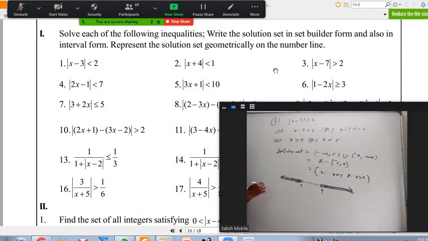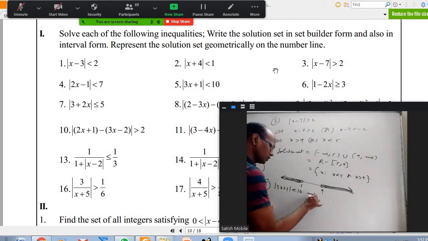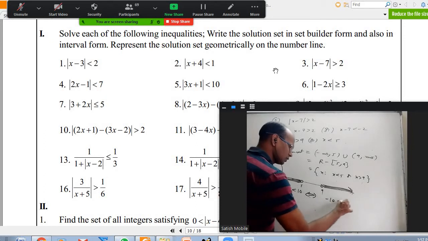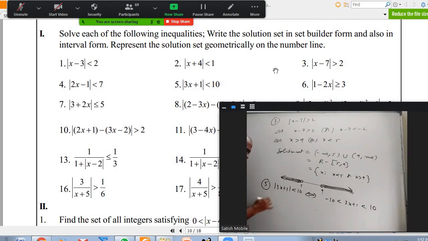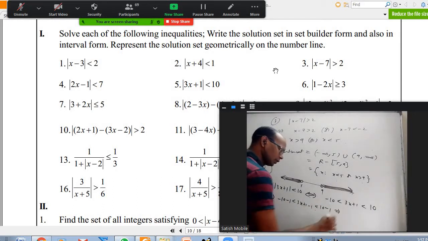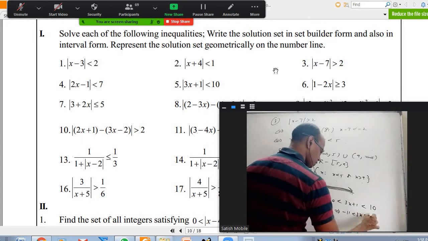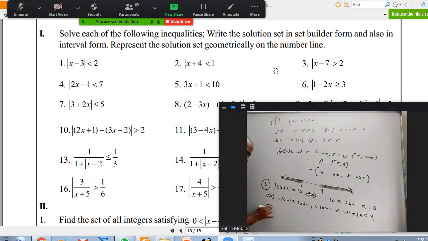Okay, fifth one. Mod 3x plus 1 less than 10. Mod of something less than 10 means the inner part should be between minus 10 and 10. So this implies minus 10 less than 3x plus 1 less than 10. Let's subtract 1. Minus 10 minus 1 less than 3x less than 10 minus 1. Minus 11 less than 3x less than 9. Divided by 3: minus 11 by 3 less than x less than 3.